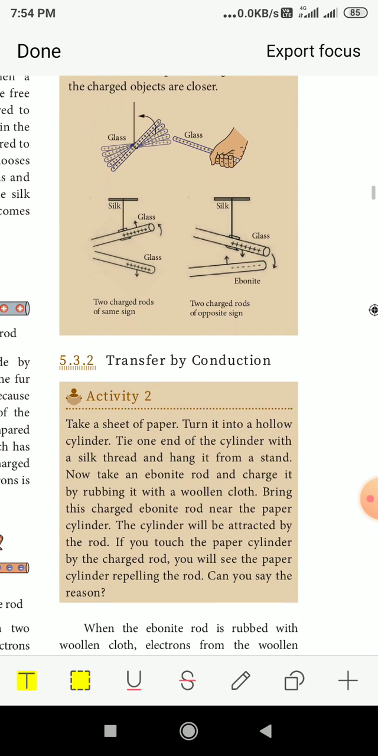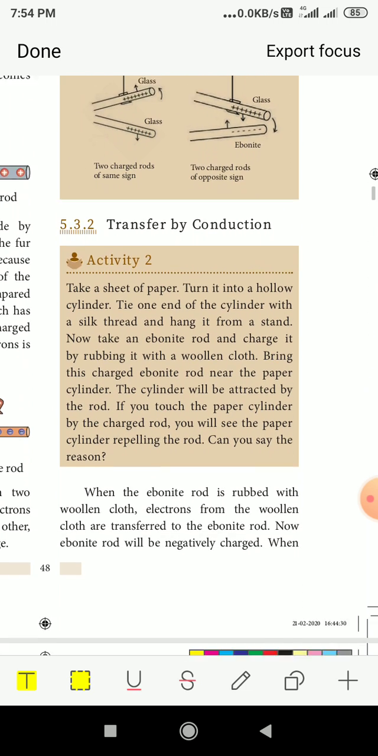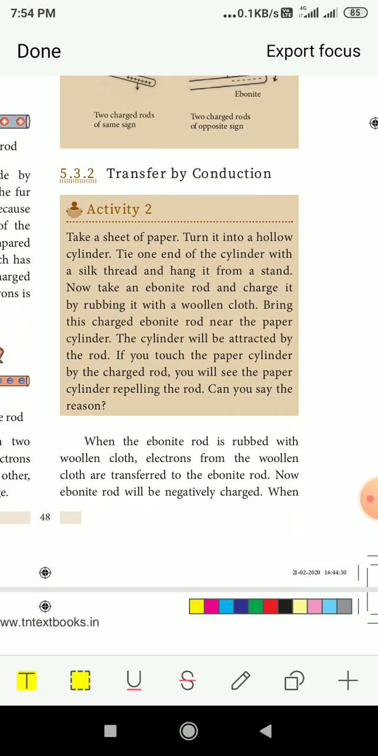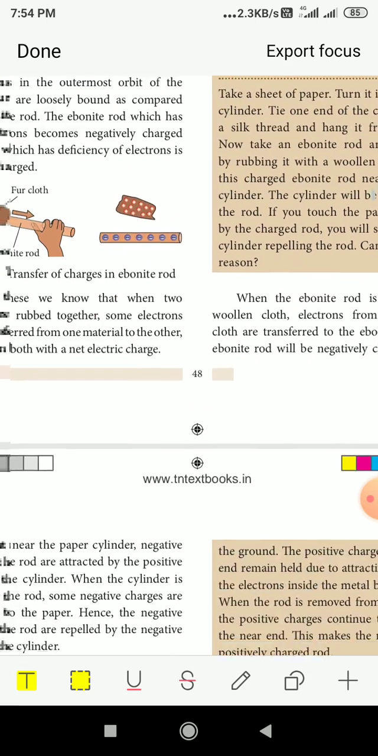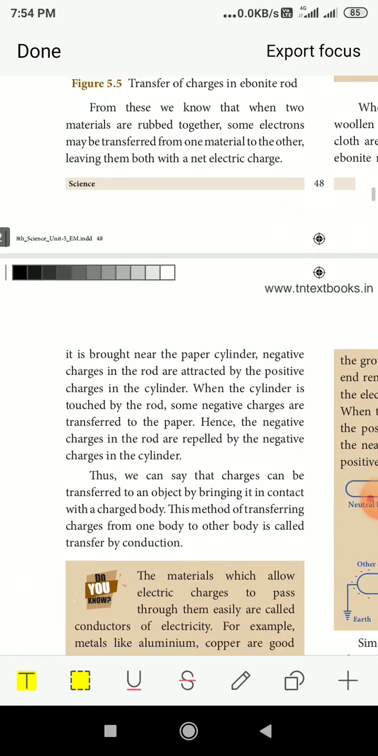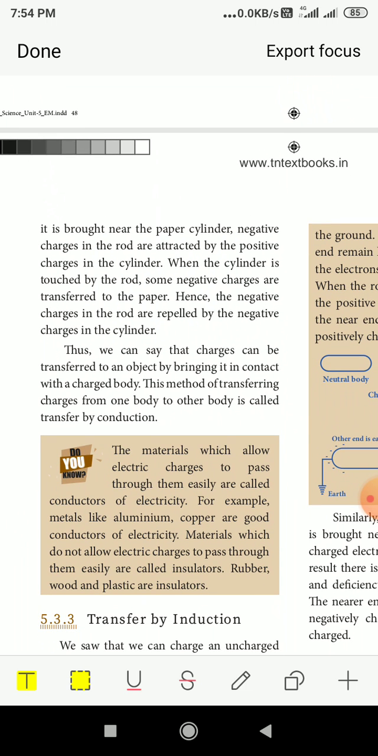So, then they are showing the activity of transfer by conduction. When an ebonite rod is rubbed with a woolen cloth, electrons from the woolen cloth are transferred to the ebonite rod. The rod is brought near the paper cylinder. Negative charges in the rod are attracted by the positive charges in the cylinder. When the cylinder is touched by the rod, some negative charges are transferred to the paper. Hence, the negative charges in the rod are repelled by the negative charges of the cylinder.